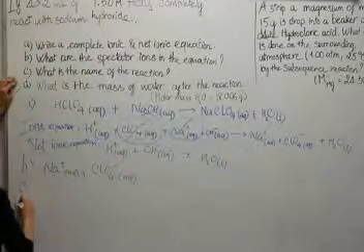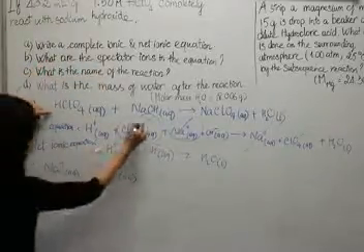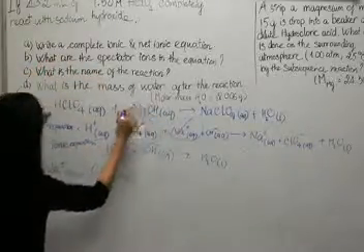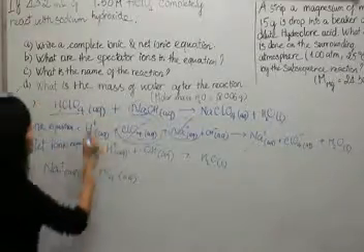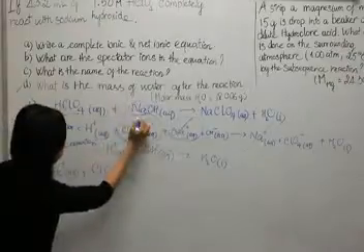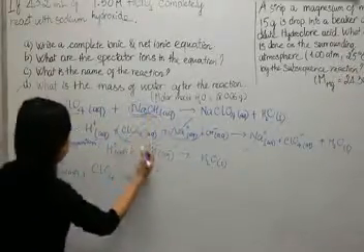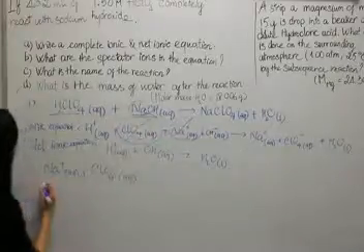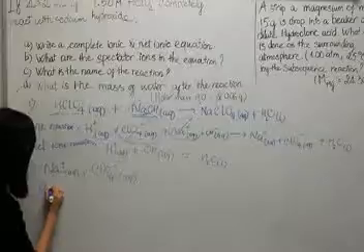For C, what is the name of the reaction? Here you can see that Na replaces the position of H in the acid, and H replaces the position of Na in the sodium hydroxide. So the name of the reaction that I have here is double replacement.